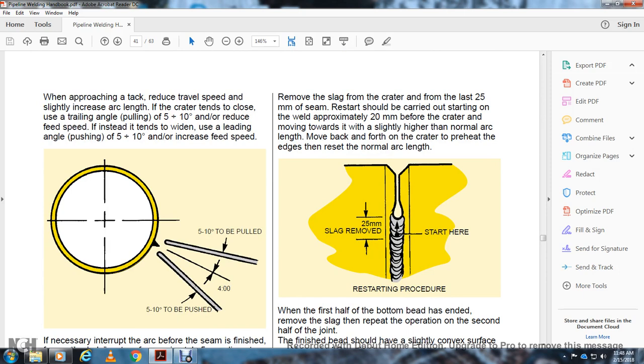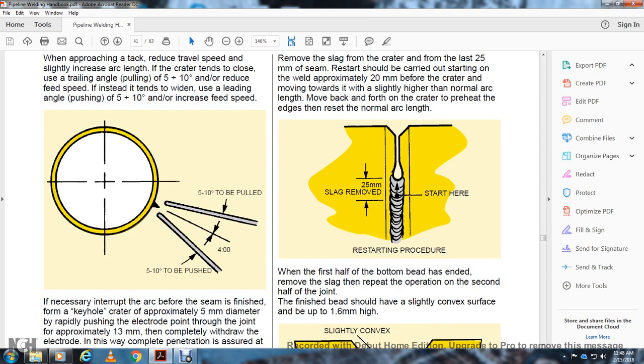Remove the slag with the crater for at least 25 millimeters. Seam with the restart that should be carried out with the start over the weld approximately 20 millimeters before the crater. Move it towards a slightly higher weld, the normal arc with the length of the move of the back and forth with the crater. Preheat the edge of the setting with the reset with the normal arc length with the slag. Remove the 25 millimeter start here.